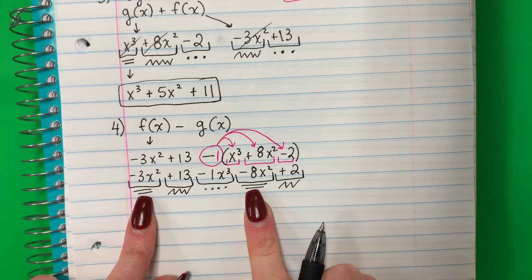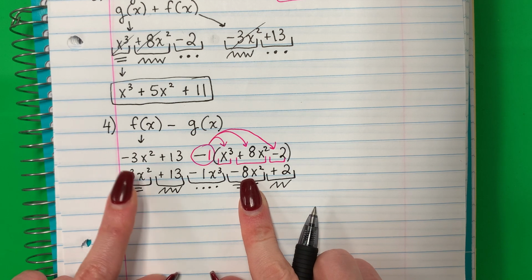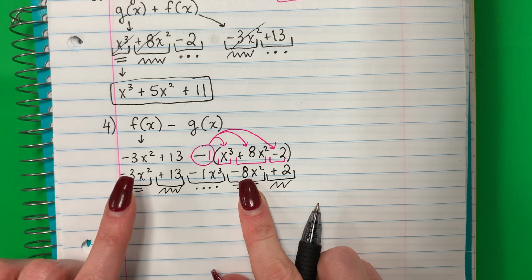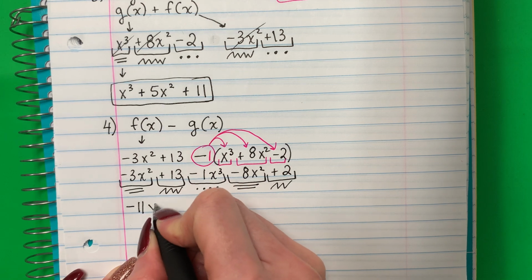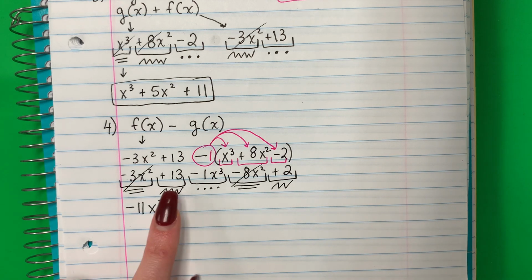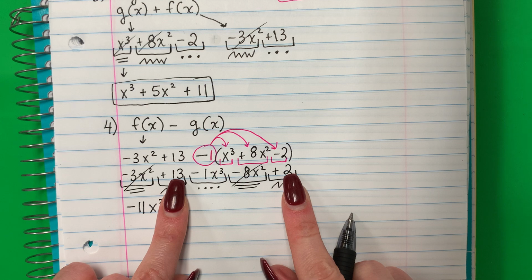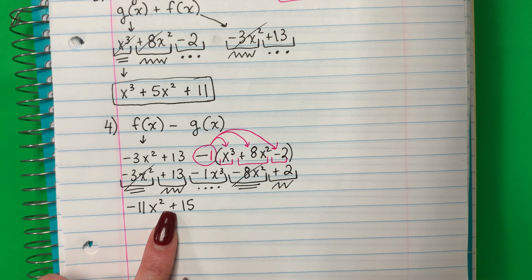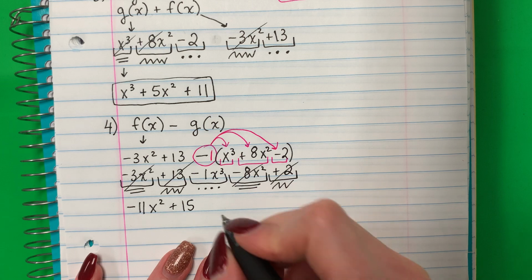We're going to put these together. Negative 3 minus 8. If you don't know, put it in the calculator. Negative 3 minus 8 is negative 11. Copy x squared. Now this one and this one: 13 plus 2, 15. Positive. Don't forget the sign. Done. This is alone. Copy.